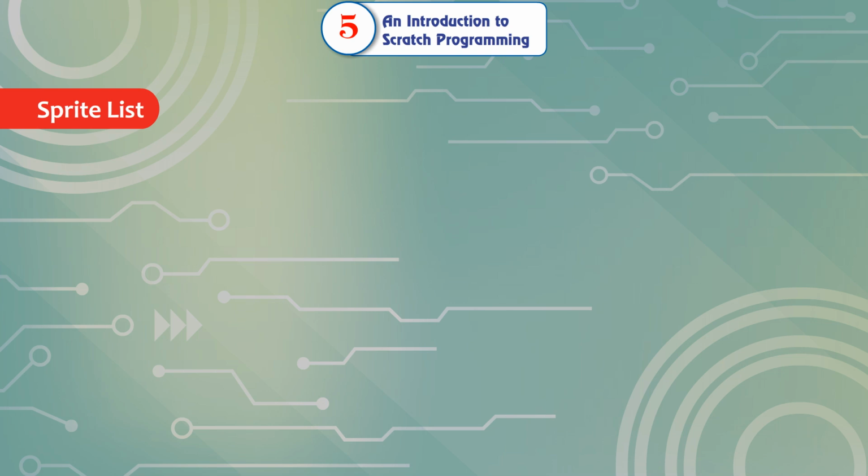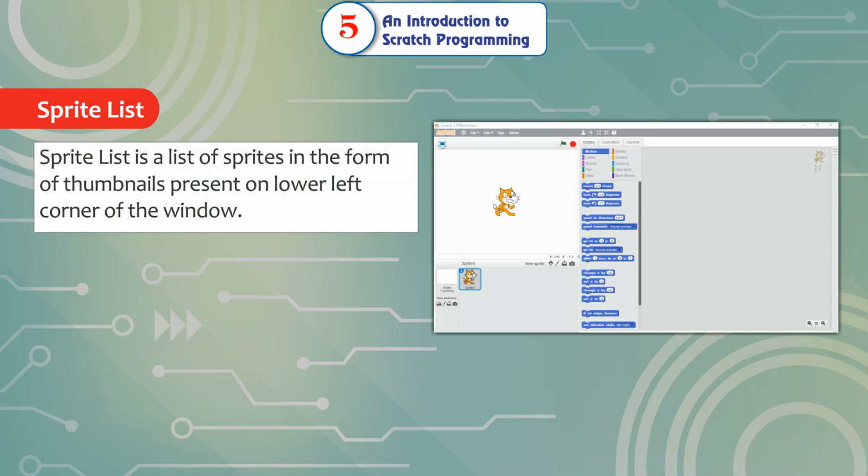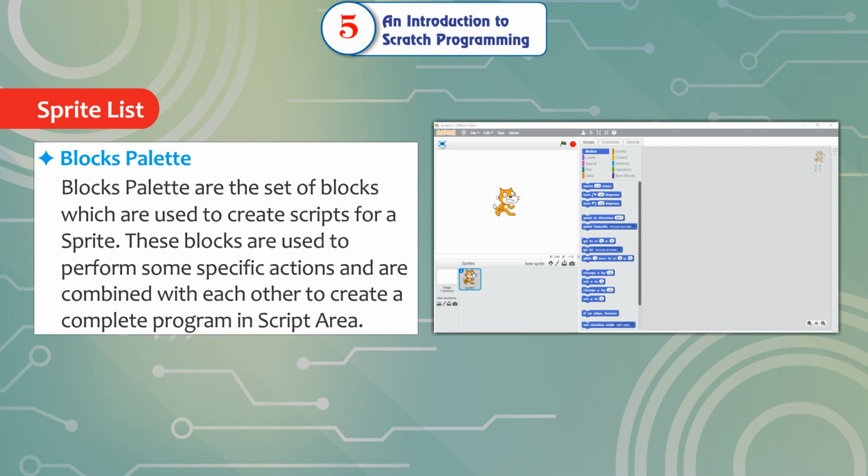Sprite list. Sprite list is a list of sprites in the form of thumbnails present on the lower left corner of the window. Blocks palette. Blocks palette are the set of blocks which are used to create scripts for a sprite.